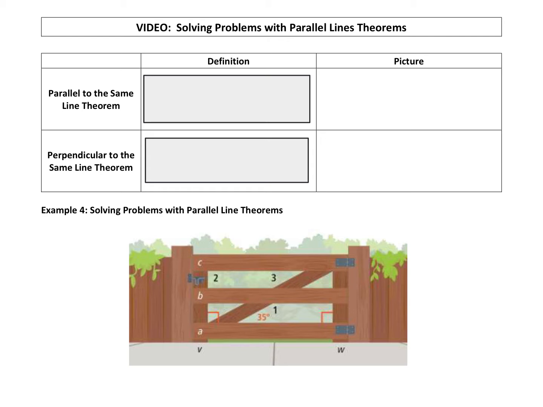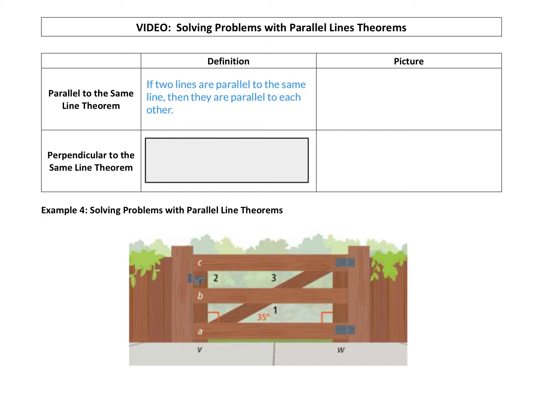All right, so we've got a couple of theorems here to put in your notes. The parallel to the same line theorem tells us if two lines are parallel to the same line, then they are parallel to each other. So what that might look like, picture of that. That should say if.